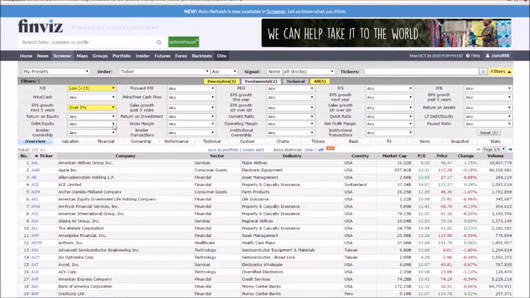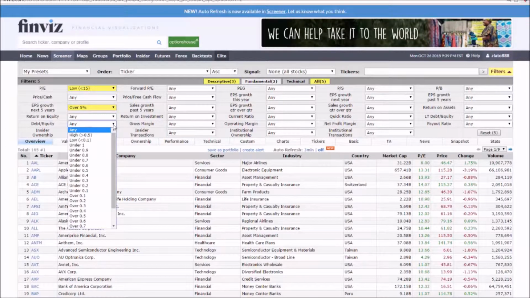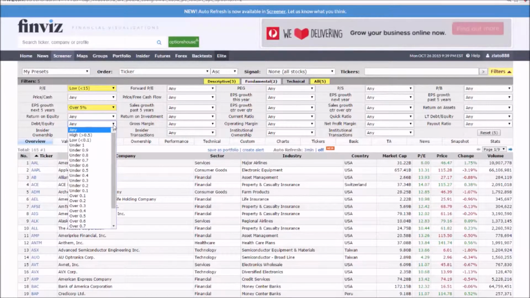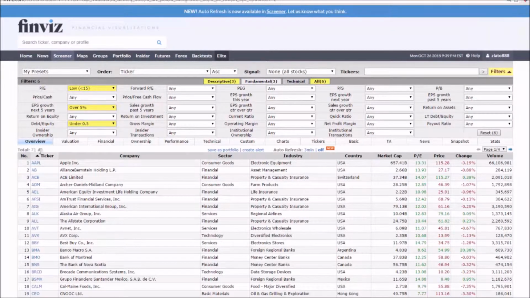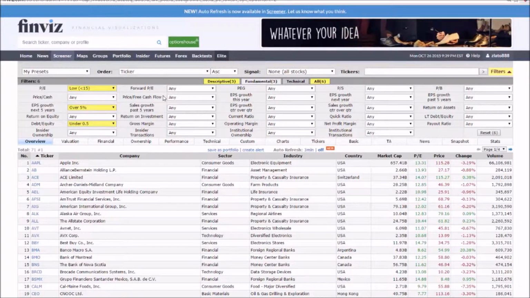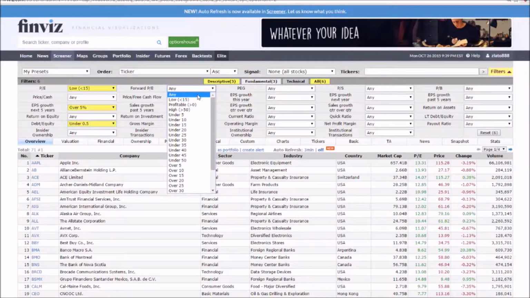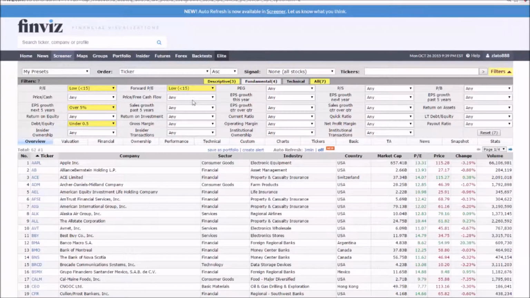Another thing you mentioned is debt to equity, and I prefer it under 0.5. So we can see 71 companies. I'm not looking at forward price earning ratio, but you can have it, for example, if you look at low 15 as well.